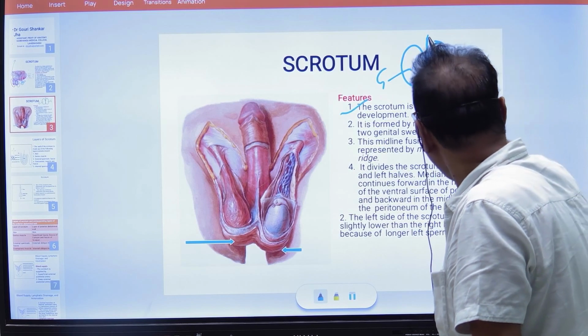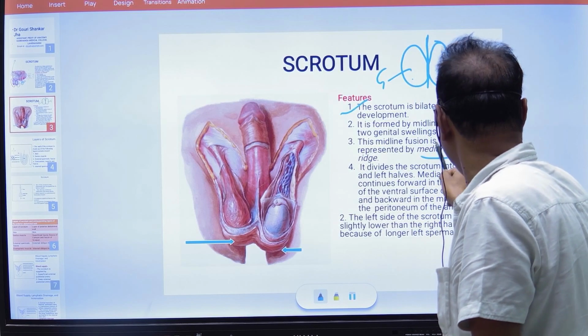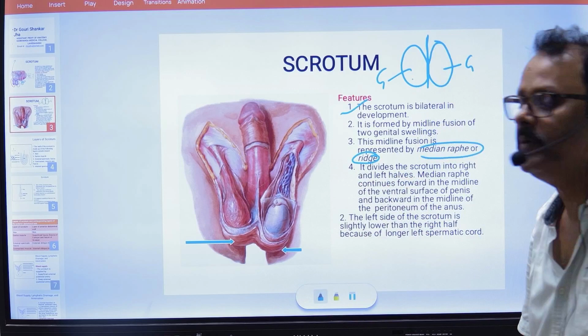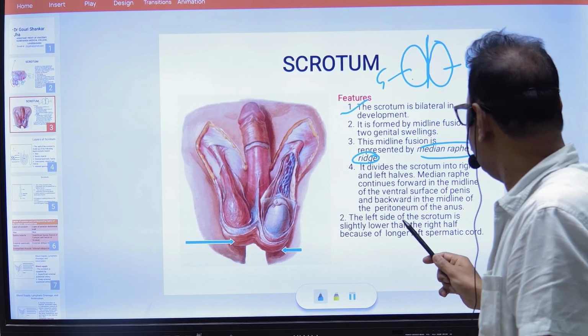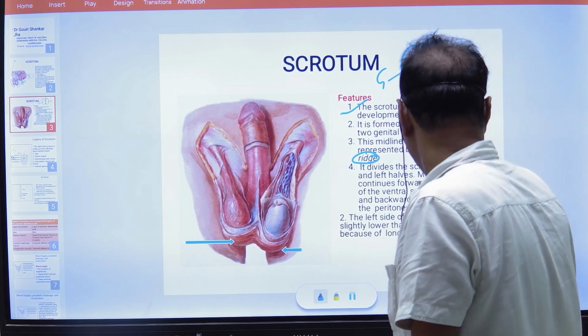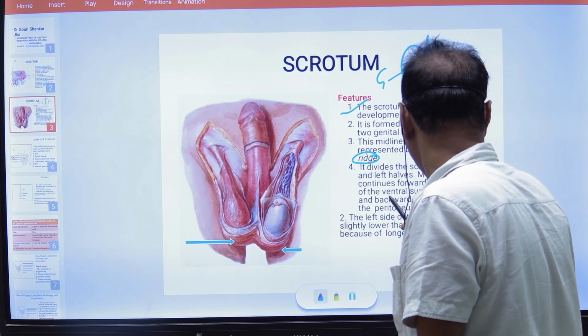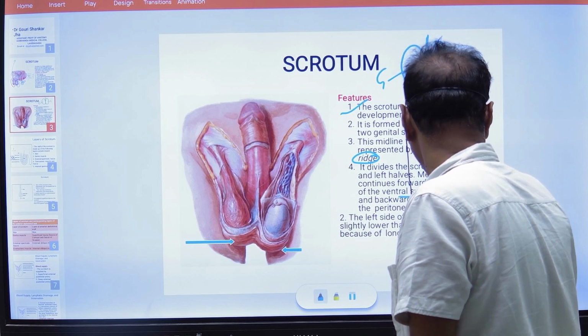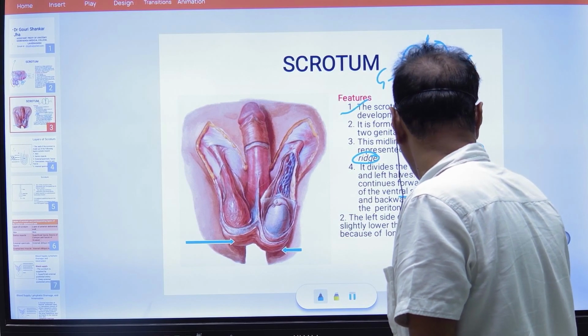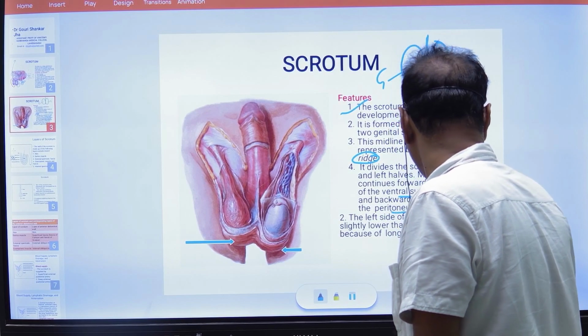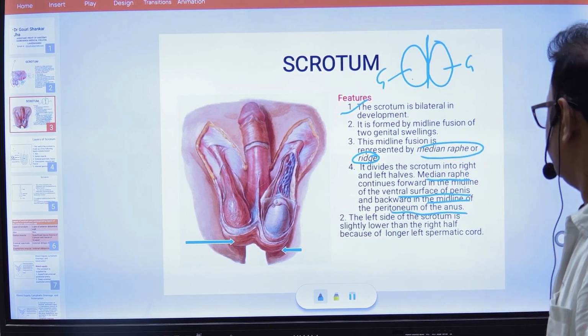And this midline raphe, this midline ridge, will be seen on the back of the penis and up to the perineum. This midline raphe is continuous on the ventral surface of the penis and backward in the midline onto the perineum in front of the anus.